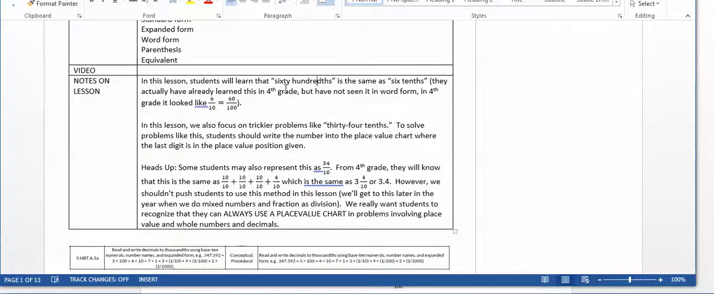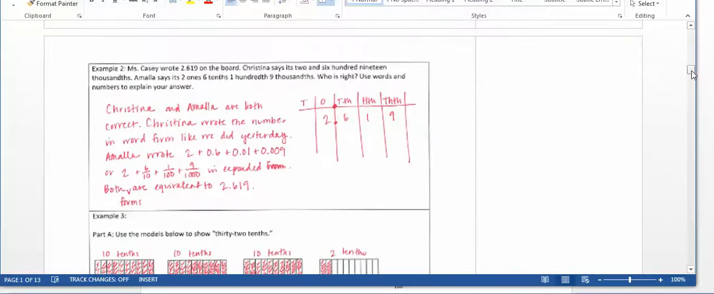Another type of problem that we'll see is like example 2. I'm going to go back up to example 1 in a second. But example 2, where we have one student writing it in word form and another student writing it in expanded form, but also in word form, right? So it's like 2 ones, 6 tenths, 1 hundredth, 9 thousandths. That is word form, but it's also expanded form. Understanding that both of those are correct, because they represent the same number.